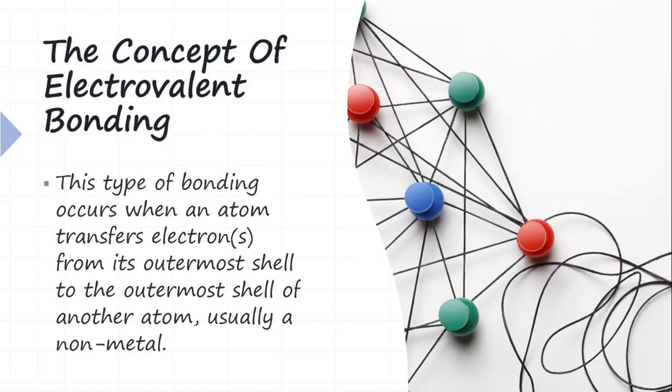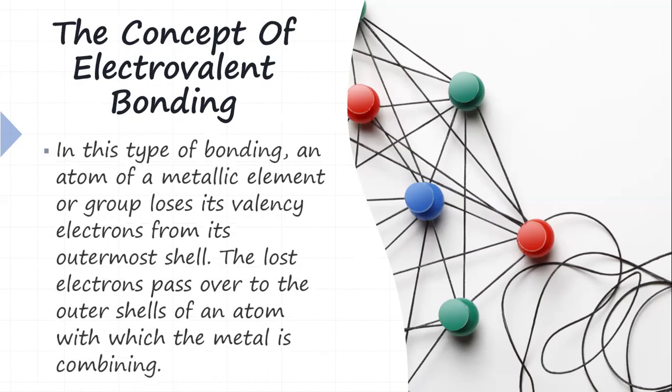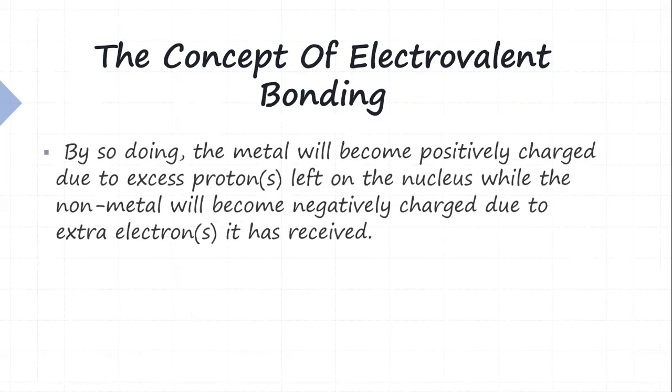Now, in this type of bonding, an atom of a metallic element loses its valence electrons from its outermost shell. The lost electrons are the ones that pass over to the outermost shell of the atom with which the metal is combining. So this is what happens in electrovalent bonding. By so doing, the metal becomes positively charged due to the excess protons left in the nucleus, while the non-metal becomes negatively charged due to the extra electrons it has received.